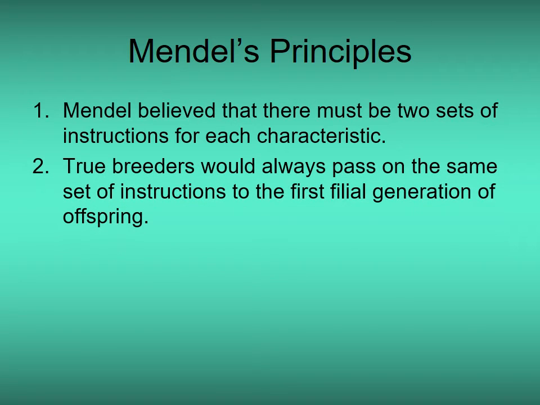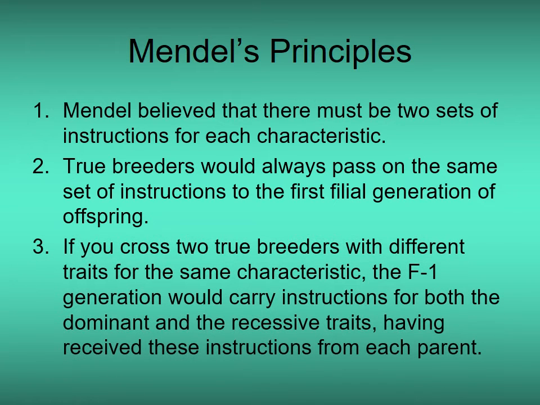True breeders would always pass on the same set of instructions to the first filial generation of offspring. And if you cross two true breeders with different traits for the same characteristic, the F1 generation would carry instructions for both the dominant and the recessive traits, having received these instructions from each parent, because that's the only thing that each parent could give. One parent could only give the instructions for the dominant trait, and the other parent could only give the instructions for the recessive trait.